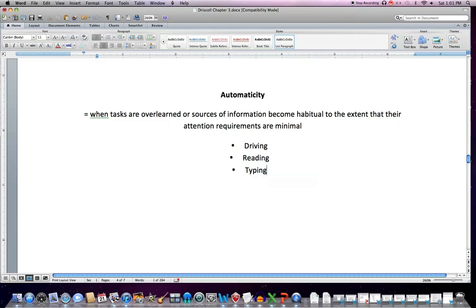Musicians who play an instrument also reach a high level of automaticity, and athletes, people who perform dance. So we do this in a lot of things in everyday life, and it's a pretty important skill and very desirable in education.